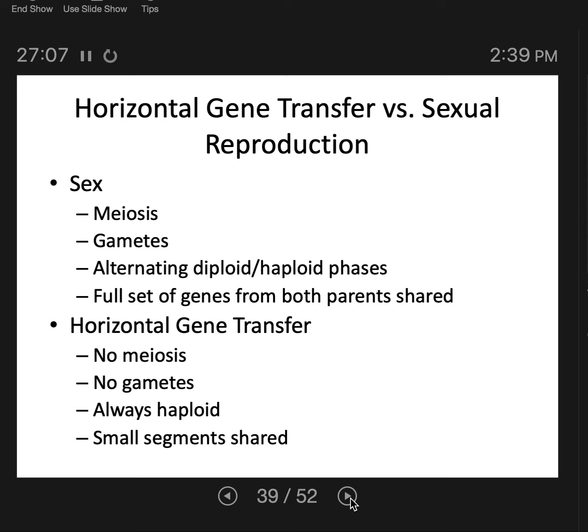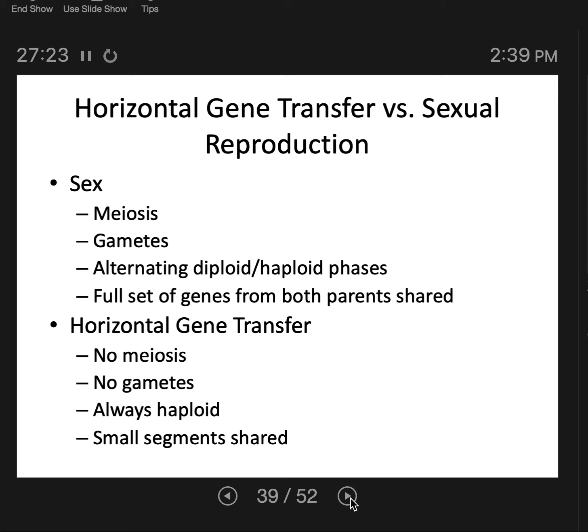And then also in sex, you have a full set of genetic information from both parents that are shared. Full set, one of all the genes from mom, one of all the genes from dad. 2 full sets of genetic information are blended in sex.